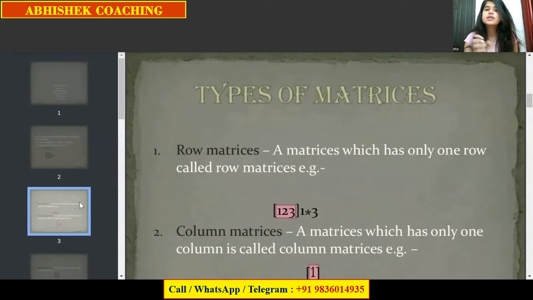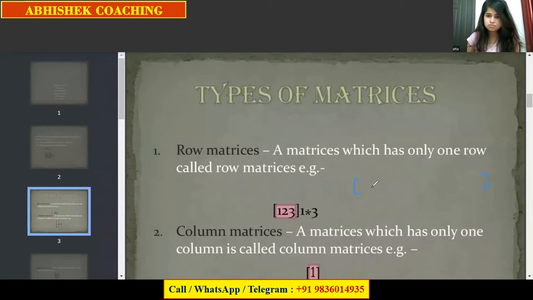A row matrix is a matrix which has only one row. The number of rows is 1. If the number of rows is 1, it is called a row matrix. Like if it has one horizontal line, it is called a row matrix. It is like that, one horizontal line like this.